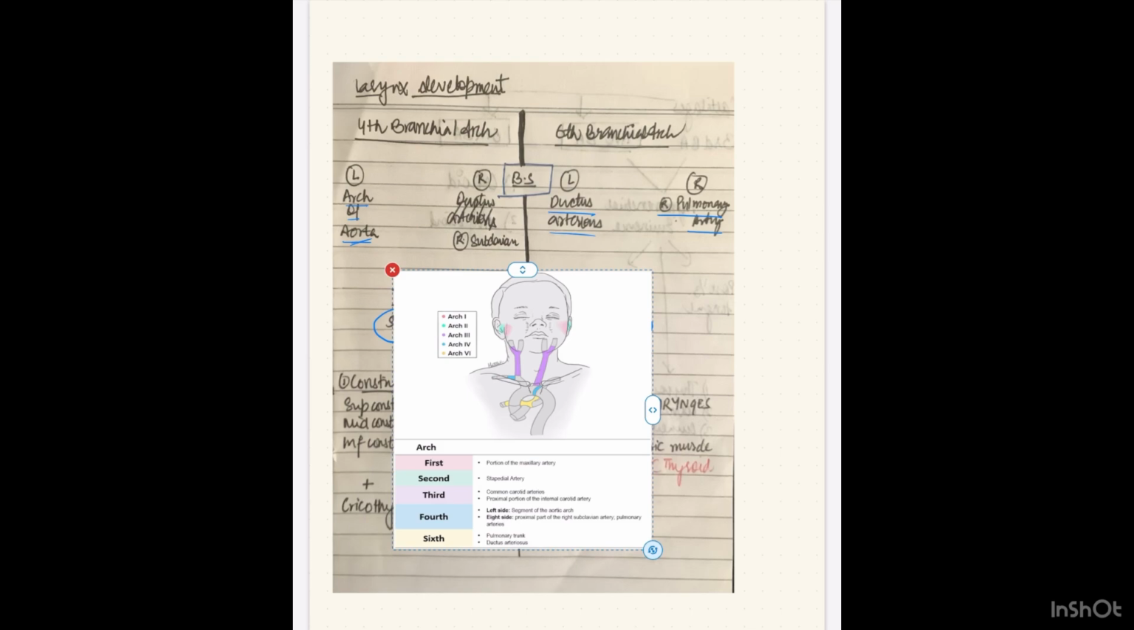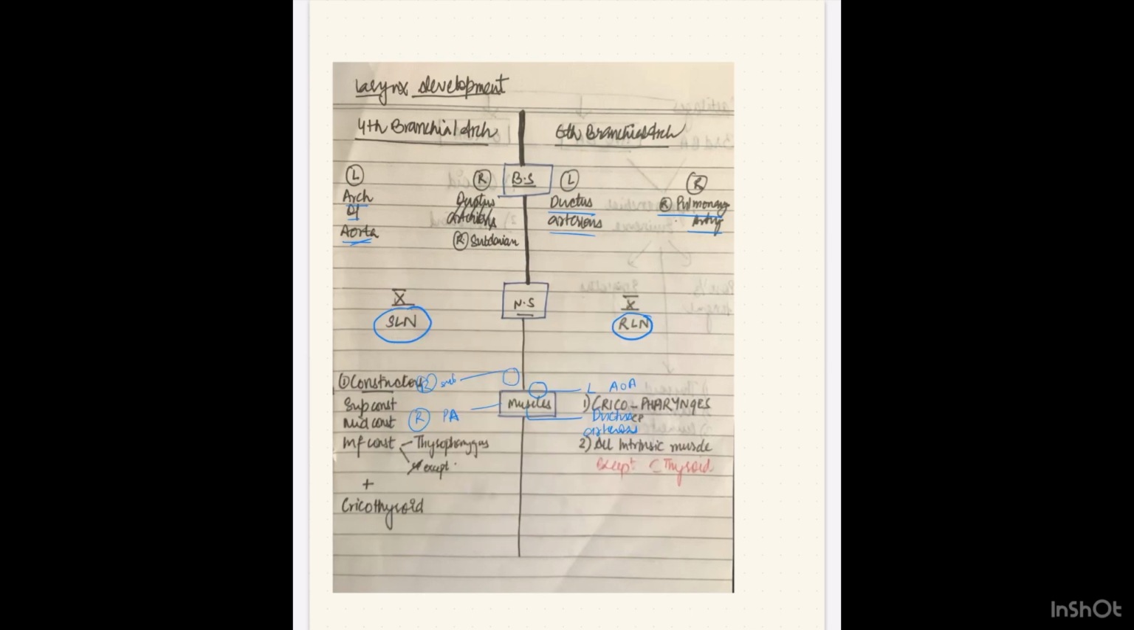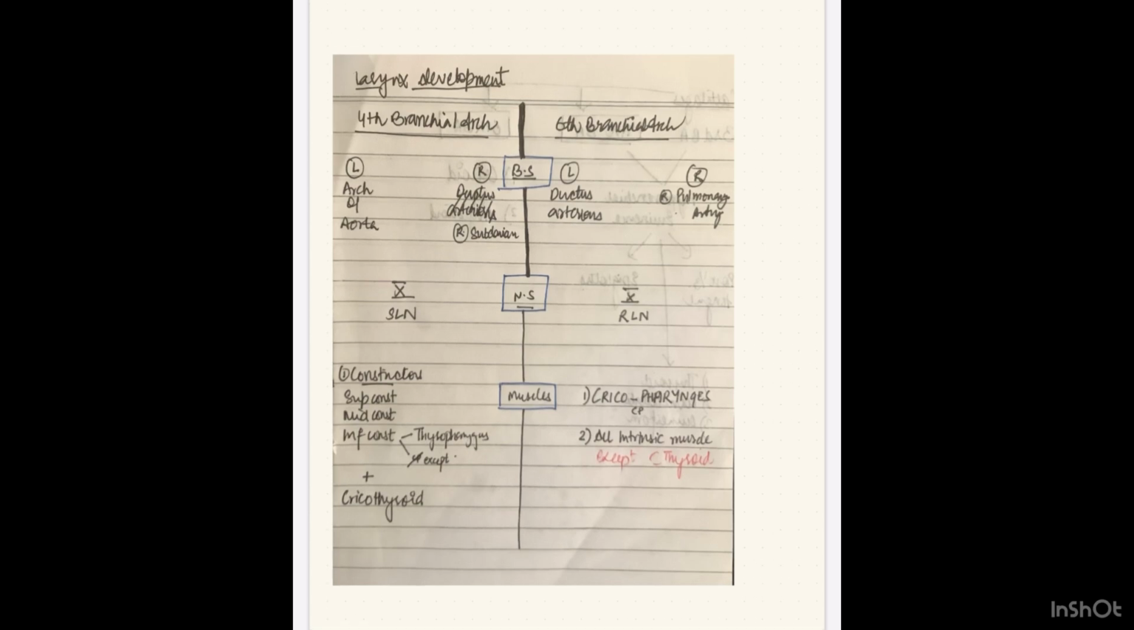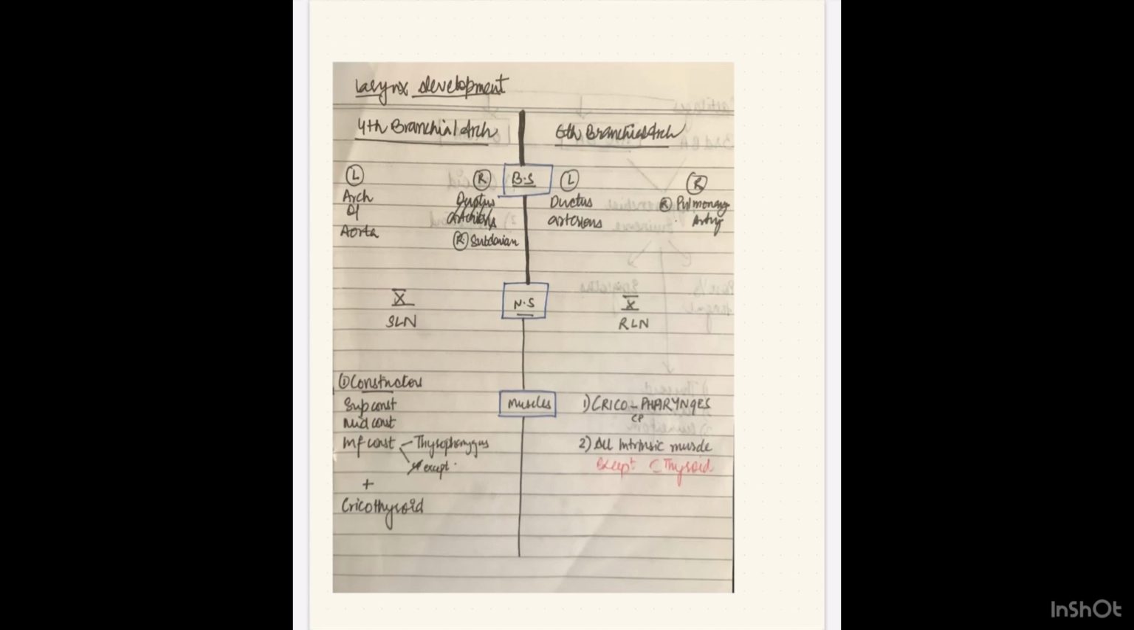Okay, we're good. Next, let us talk about the muscles. It's a bit tricky and you have to memorize it. Over to the fourth, I told you what cartilage will be there. We have the thyroid cartilage, okay, and in the sixth branchial arch we have the cricoid cartilage.